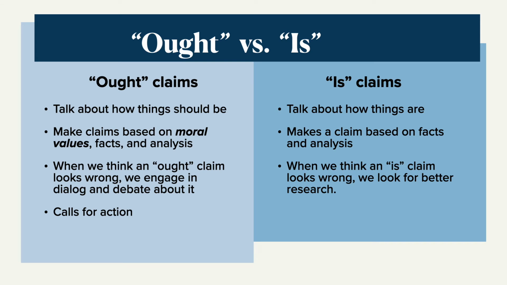We can distinguish ought claims from is claims. Is claims report our understanding of the way things are. We support is claims with facts and analysis. And if we think an is claim looks wrong, we look for better research. Ought claims, in contrast, talk about the way things should be. We support ought claims with facts and analysis and also with moral values. When we think an ought claim looks wrong, we engage in dialogue or debate about it. And unlike is claims, ought claims call for action.